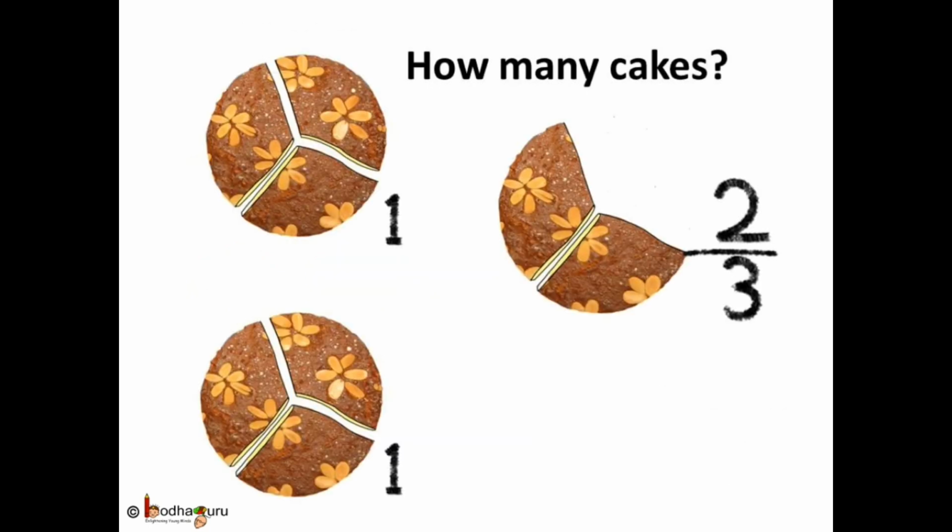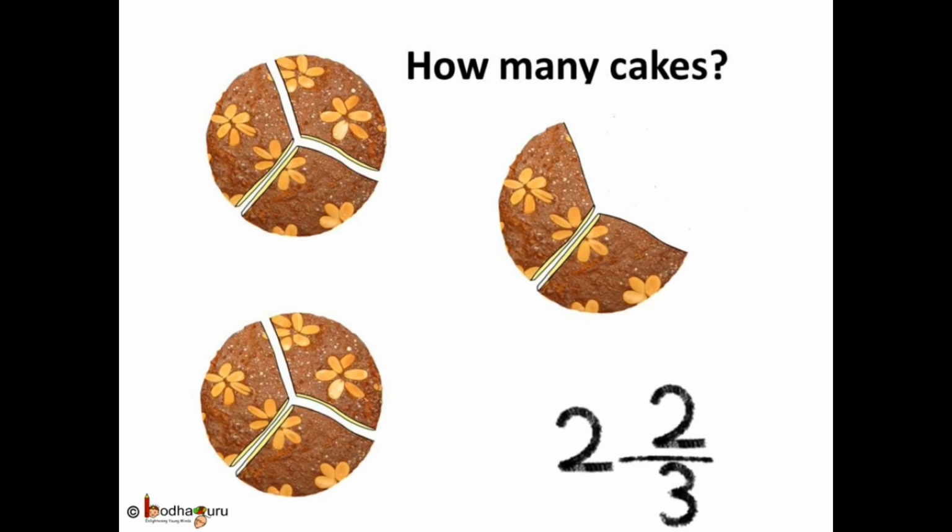How many cakes are there? One cake is divided into 3 equal parts. So there are 2 whole cakes and 2 by 3 of a cake. So together it can be said as 2 whole 2 by 3, or 2 2/3.